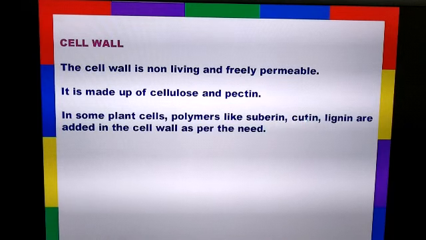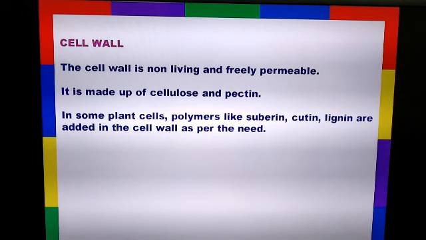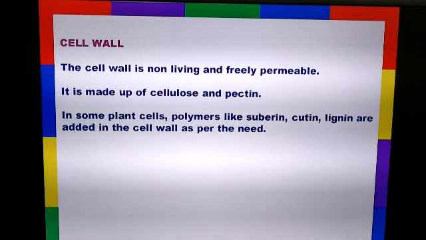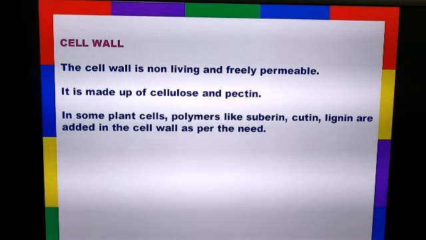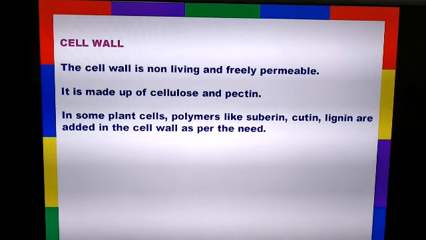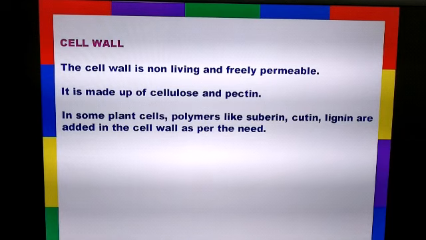Now this suberin, cutin and lignin are present only in certain plant cells. Eventually, the function of all these three is to protect the plant from water. That is, all these substances prevent water from penetrating into the plant tissue. Otherwise, if water enters into the plant tissue, then what will happen to the plant? The plant will be dead. It will decay and it will be dead.